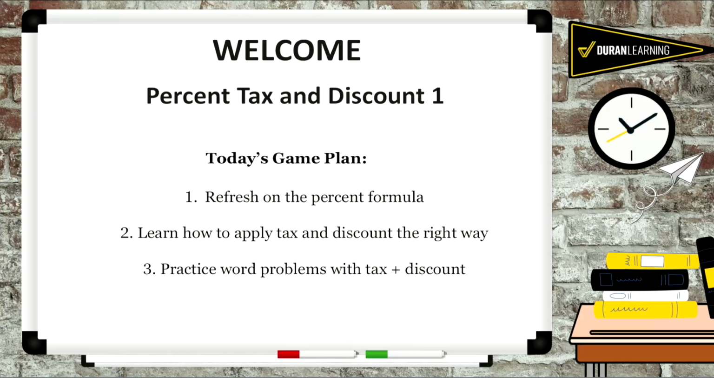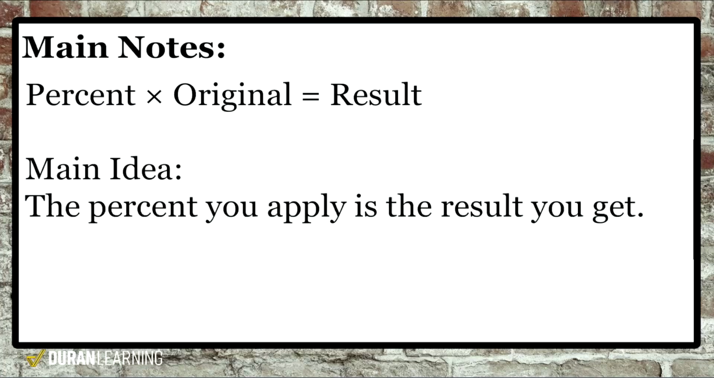So let's just go ahead and dive straight into it, starting off with our percent formula. The percent formula is the percent multiplied by the original equals the result. But there's a main idea that we have to have down written with this formula. And it's going to be this right here. The percent you apply is the result that you get. So allow me to highlight the proper words here. The percent that you apply is the result that you get.